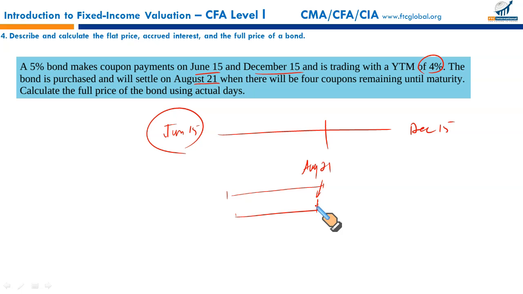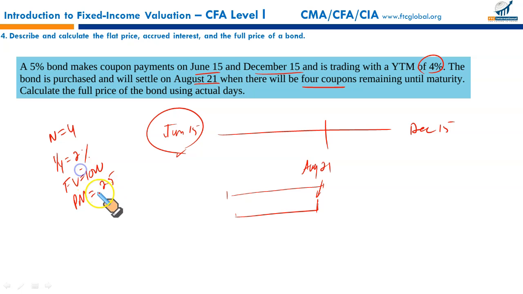So the first step is to calculate the value of the bond from the last coupon date, June 15th. Since there are 4 coupon payments remaining, N is 4. It's a semi-annual bond, with interest payments on June 15th and December 15th. So the rate we will use for discounting will be 4/2, that is 2%. The FV is 1000 and the payments are 5% upon 2, that is 2.5. So the payments are 2.5.